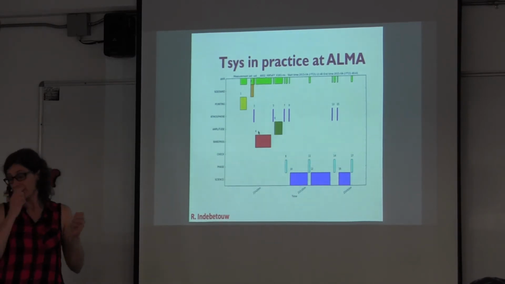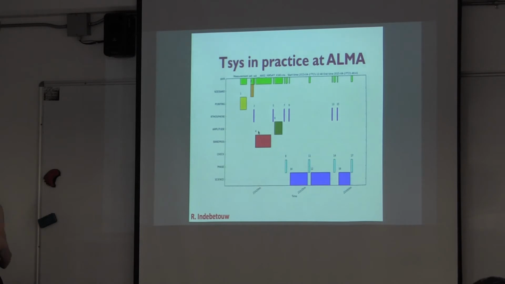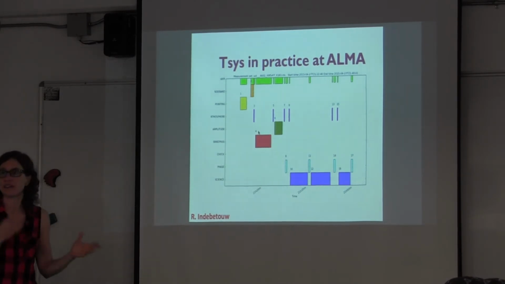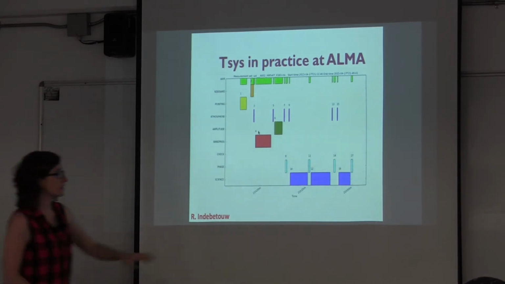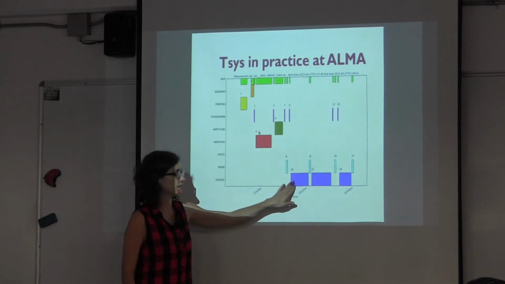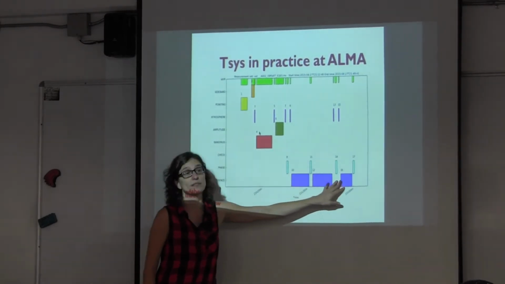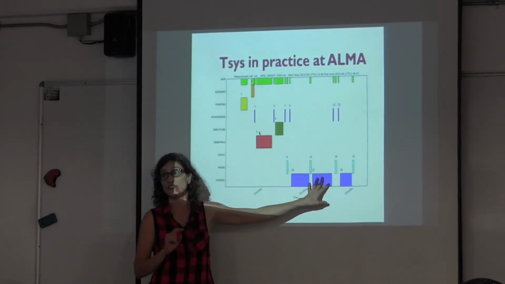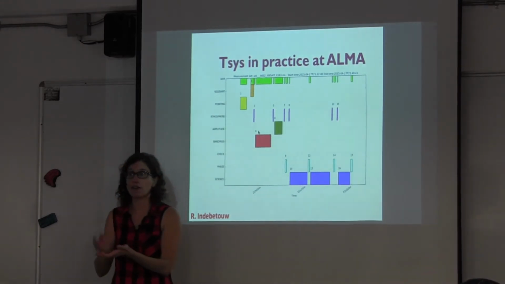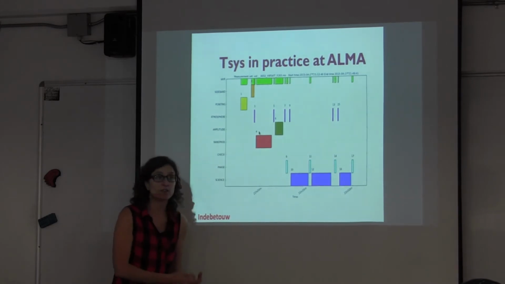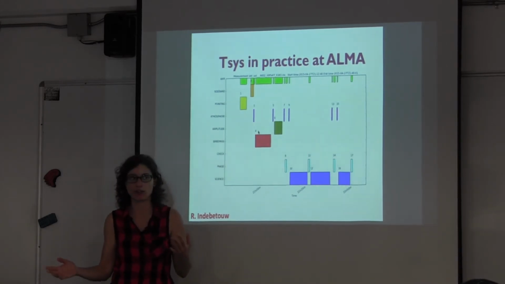Excellent. Okay, so how does it look in reality when we observe with ALMA? How often do we need to make these corrections? Well, just one example is a typical ALMA observation. Our science target is this here. This is the observing time of my source, the one that I'm really interested in. But then I need to perform several other observations to correct for all the effects that we were talking about.